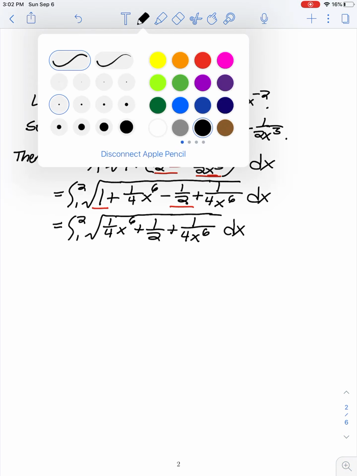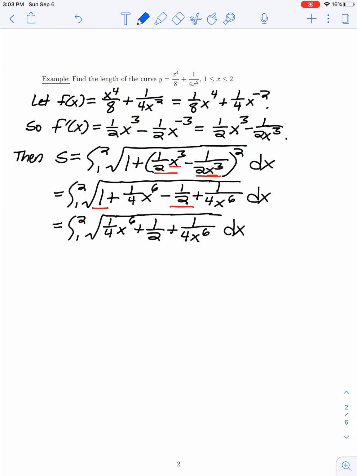So now notice, one thing that you might notice immediately is that the term that I'm left with here is exactly the same as the term that I had here above. However, the negative 1/2 is now a positive 1/2. So why is this helpful? Well, we saw that the term I had in the line above could be factored as 1/2 x cubed minus 1 over 2x cubed, quantity squared.